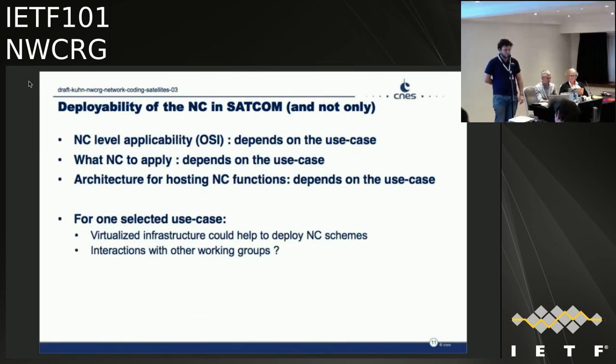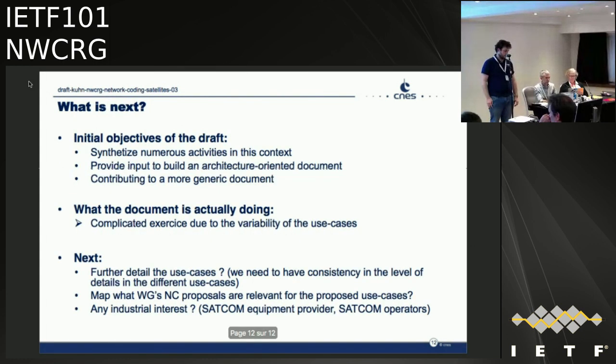We have also had a discussion in the document on the deployability of network coding schemes for SATCOM systems. We have presented a high-level architecture of a multi-gateway SATCOM system, and what we tried to discuss is that depending on where you are at the layer level, the network coding scheme that you would deploy is not the same. What I wanted to say mostly is about the virtualization infrastructure. What we are doing in SATCOM at the moment is the same as what is happening in the draft pointed out here, but basically we have virtualized infrastructure where we can easily deploy network coding functions. So that is where I think there are interactions with other working groups working on virtualization, but that's it.